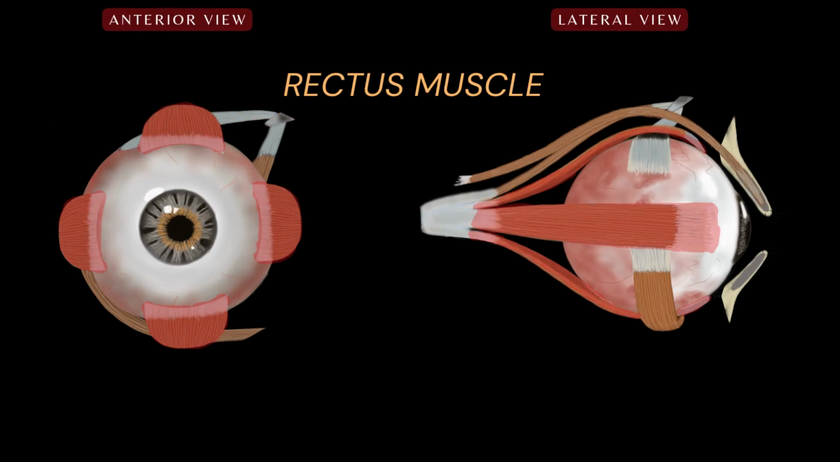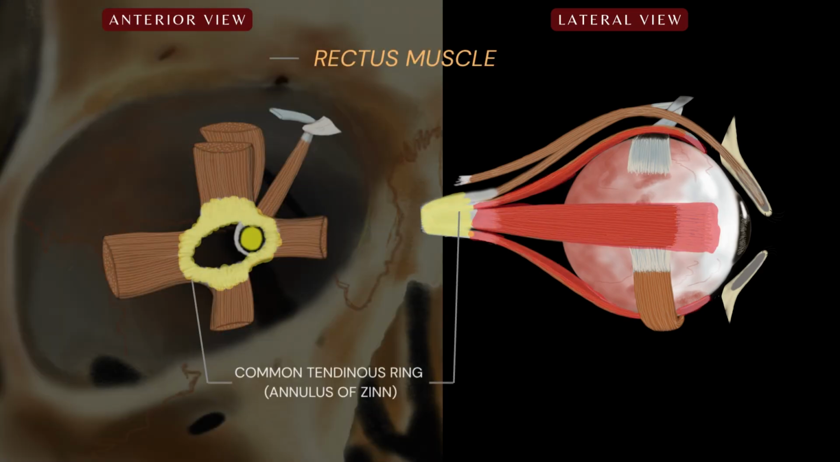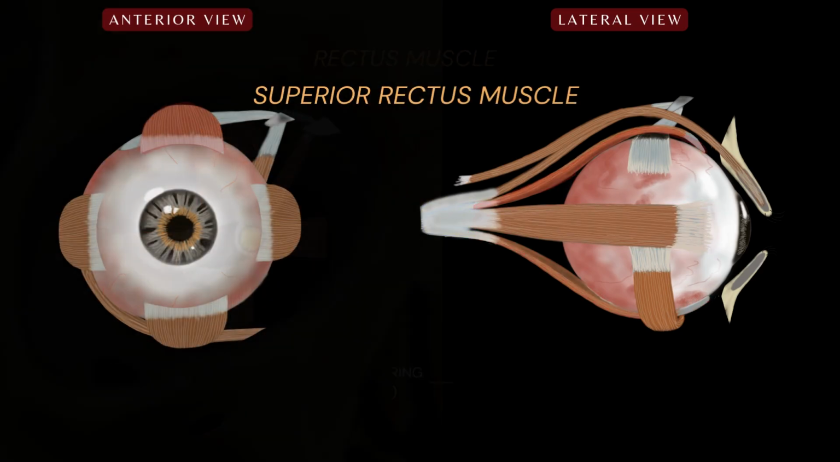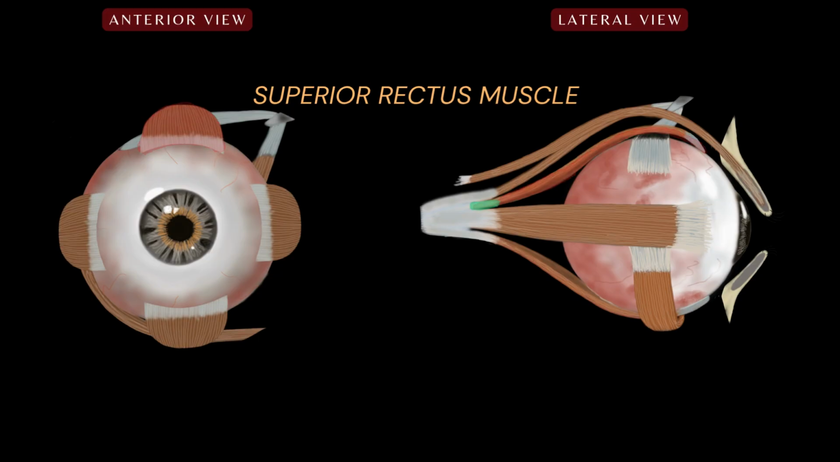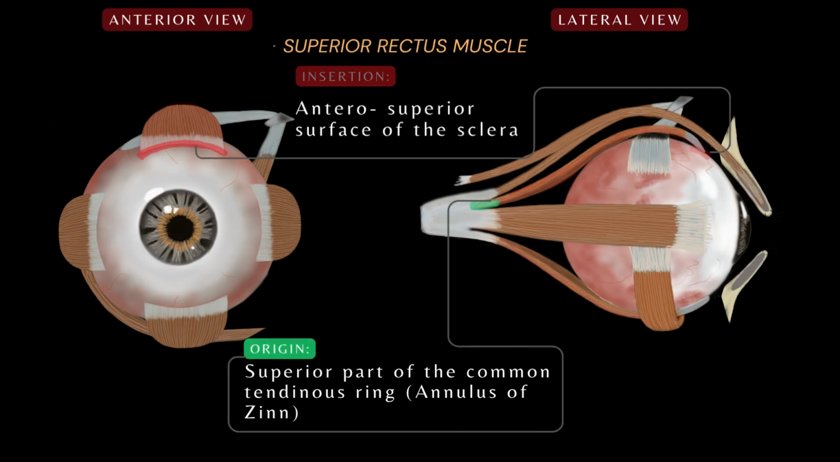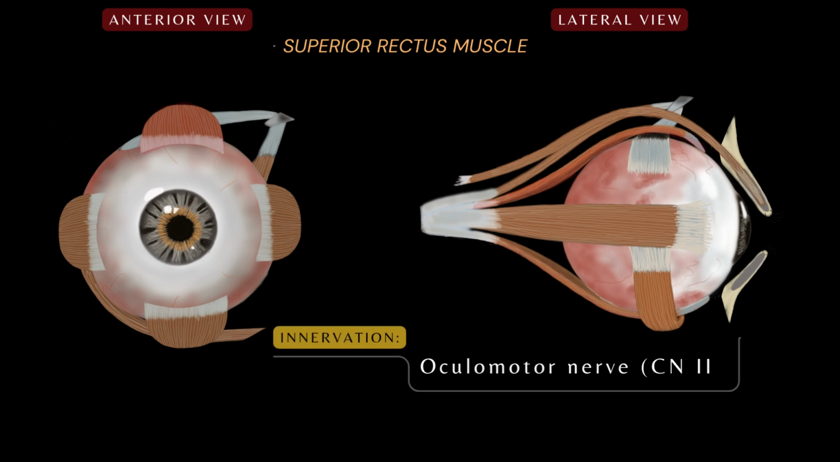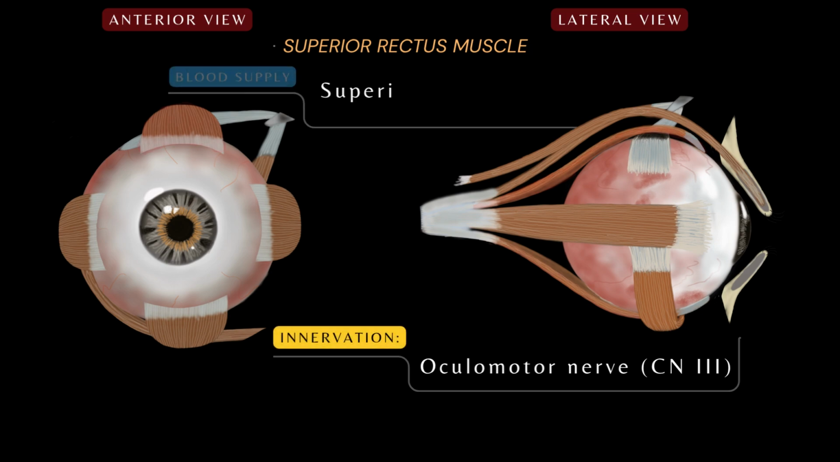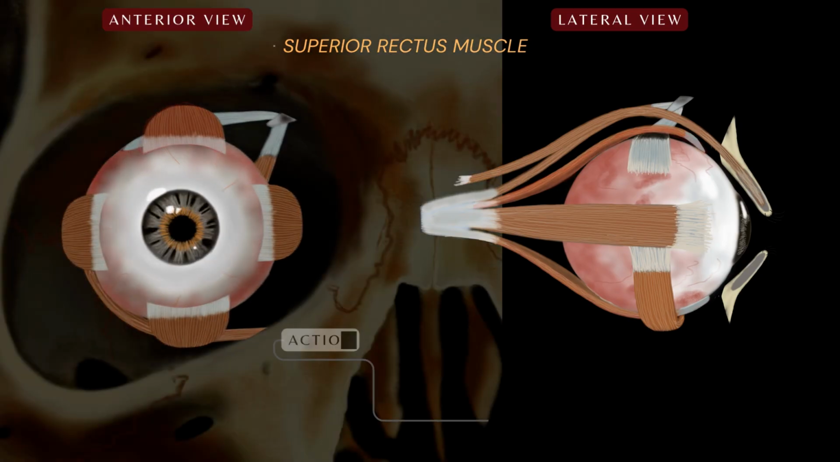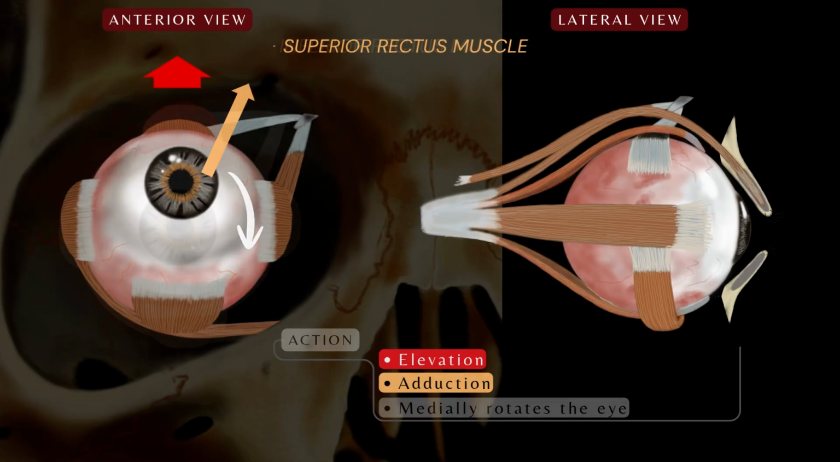The rectus muscles. Let's start with the rectus muscles, which all originate from the common tendinous ring at the back of the orbit. Superior rectus. This muscle originates from the superior aspect of the tendinous ring and inserts on the superior surface of the eyeball. Innervated by the oculomotor nerve, the third cranial nerve, also called CN3. It is supplied by the superior muscular branch of the ophthalmic artery. This muscle elevates the eye and also contributes to adduction and medial rotation.